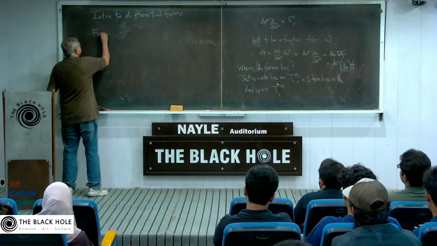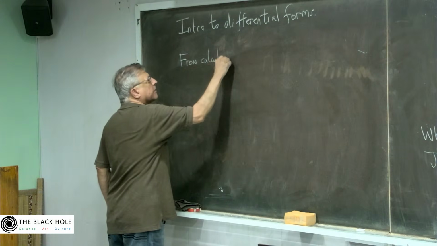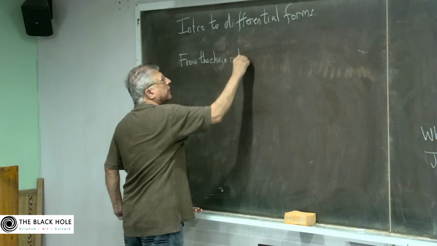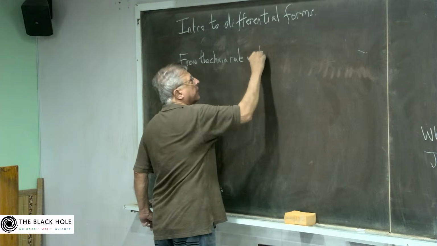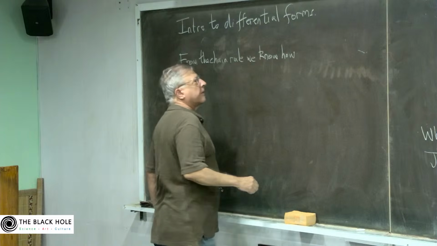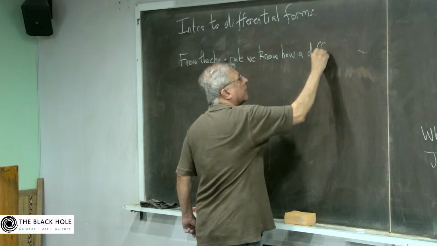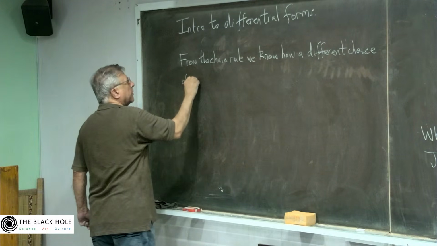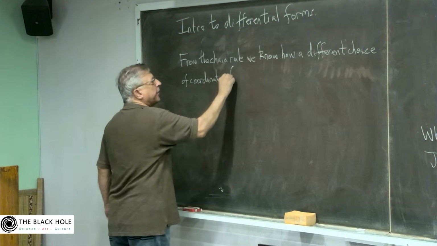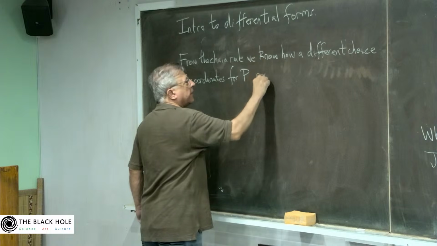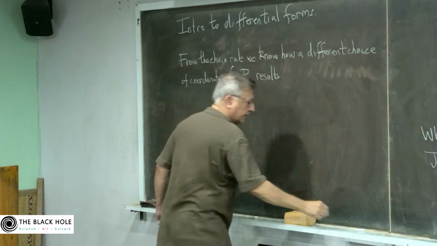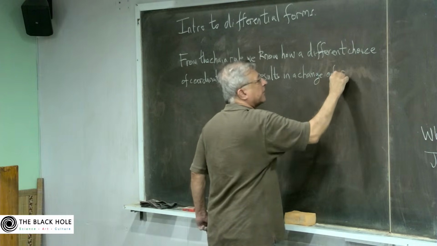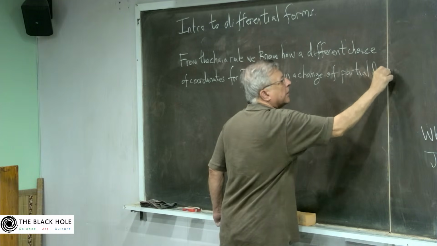Now from calculus, or rather I should say from the chain rule, how a different choice of coordinates for P results in a change of partial derivatives. What I mean is the following.